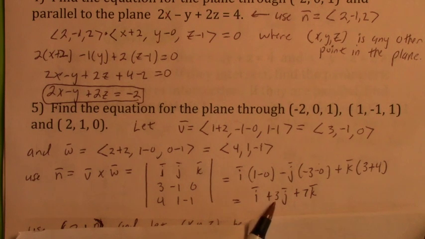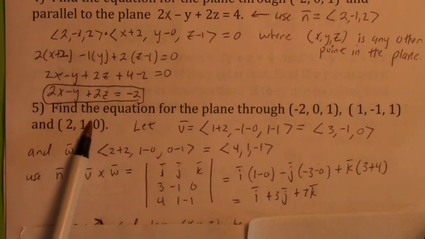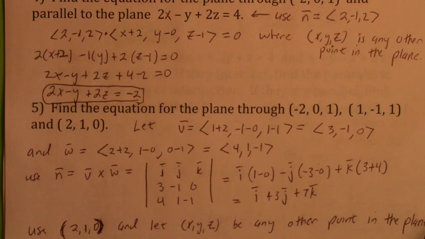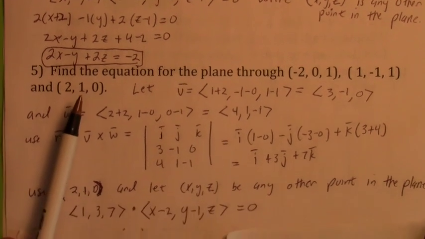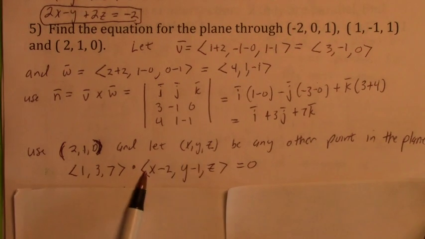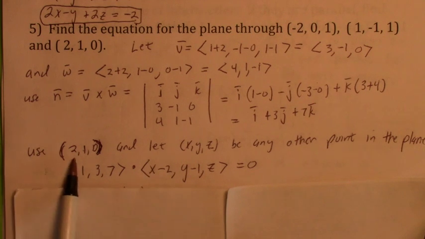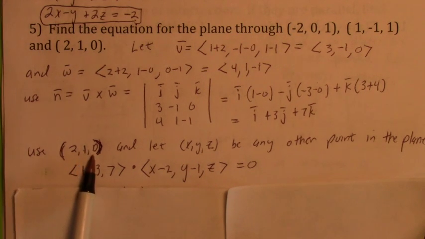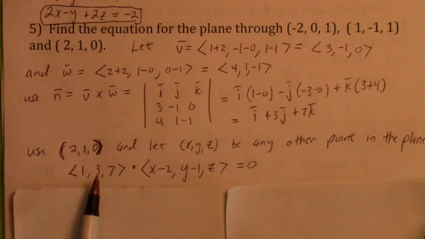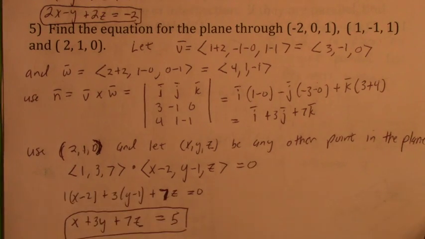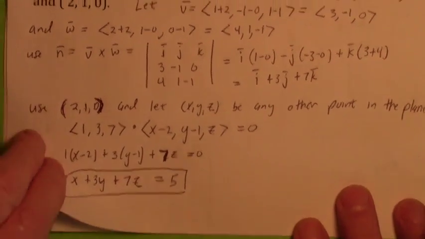Now remember, you could use any of these points. You could have used this point, for example, and then if x, y, z is any other point on the plane, all you have to do now is form this vector x minus 2, comma y minus 1, z minus 0. Dot it with the normal vector we found, set it equal to 0, and I got x minus 3y plus 7z is 5.